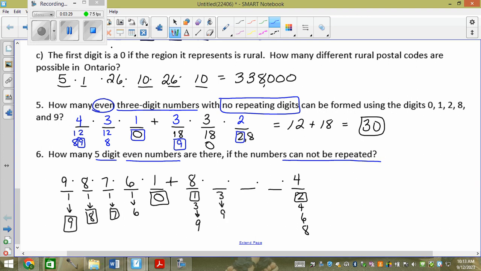What do I have to remember to do? Bring back the 0. I couldn't use it at the end blank because I could only use 2, 4, 6, or 8. I couldn't use it at the first blank because then it would have made it a 3-digit number. I have to remember to bring it back. So it's 0, so it's 8. Box the 0, I have 3 to 9, which is 7. Box the 9, I have 3 to 8, which is 6.